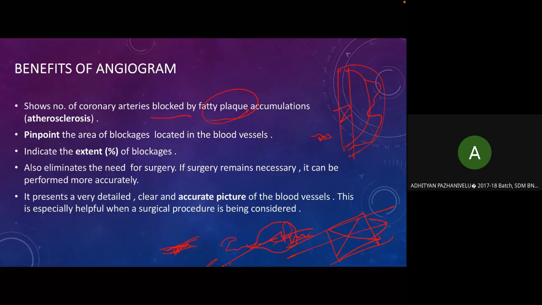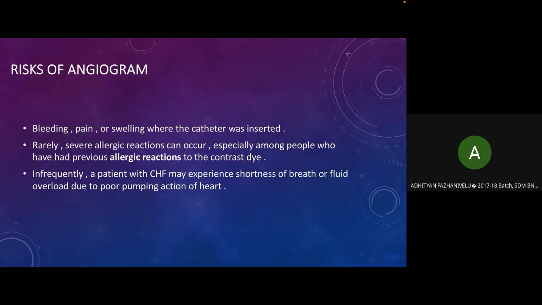Based on this angiogram, you can decide what is the grade of the injury that is there, whether you want to go for a stent or whether you want to do a bypass surgery. You have a very clear and accurate picture in front of your eyes, and you can consider the surgical procedure that you are going to do. Again, we have already discussed the risk.